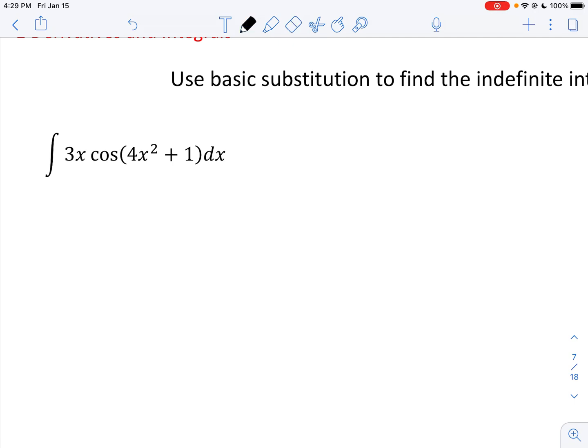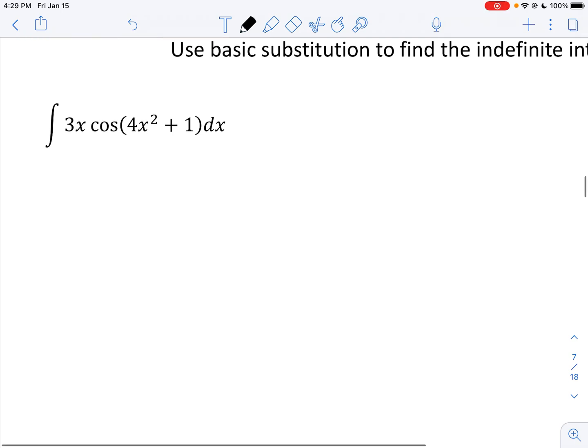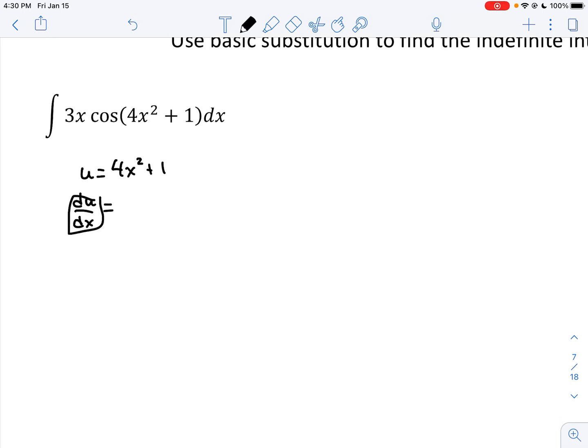So the basic substitution is really reversing the chain rule. We do the step of letting u be equal to the argument, in this case, 4x squared plus 1. We find the derivative of u with respect to x. Notice I'm using full Leibniz notation now, not just u prime, because I'm going to split the differentials up. That gives me 8x dx.